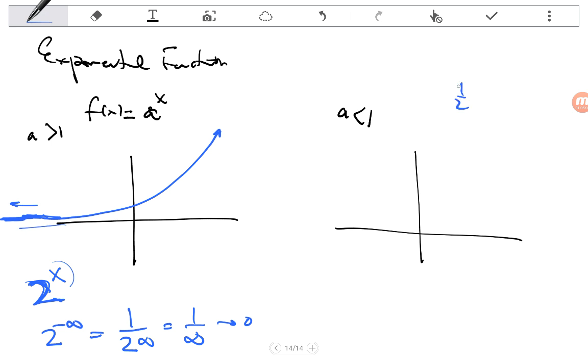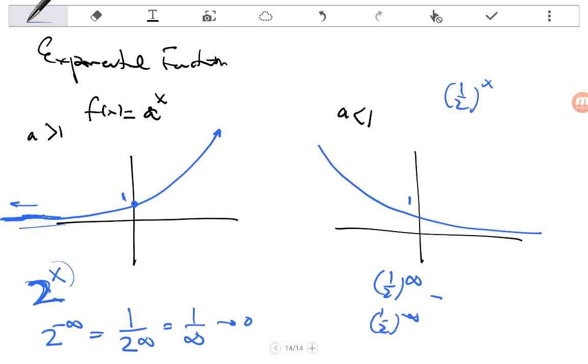Okay? Now if I have the function half power x, it will be the opposite. It will be something like this. And for the two cases, when I put x equal to 0, anything power 0 is equal to 1. So that will be 1 like this, and 1 like this. Okay? Now half power infinity and half power negative infinity. Half power infinity: if I multiply half by half by half by half, it will just get less and more less. So it will be 0, because this number is less than 1.